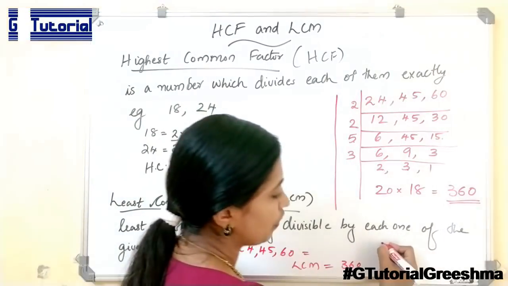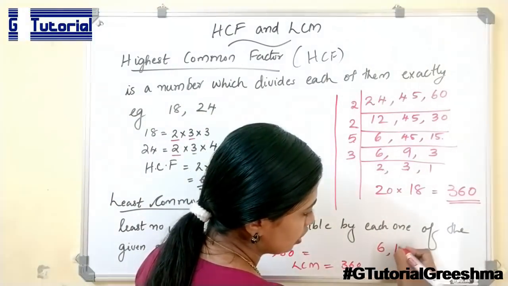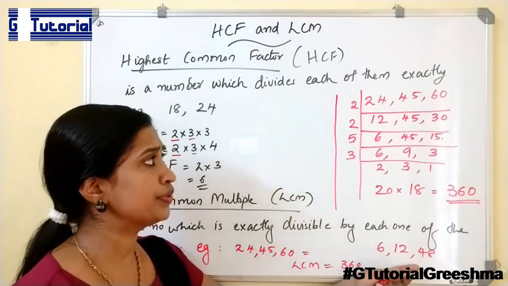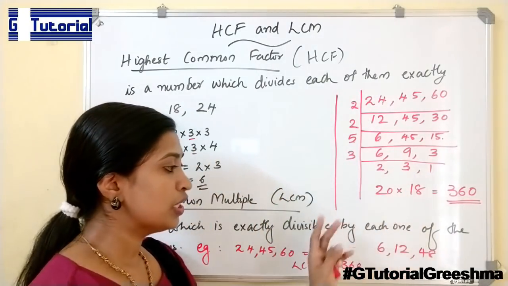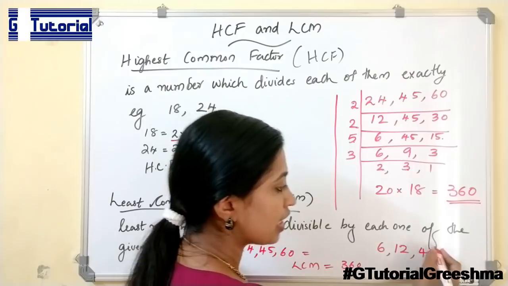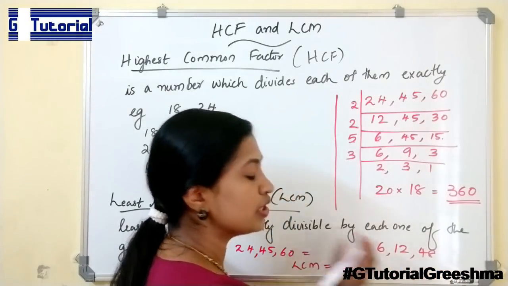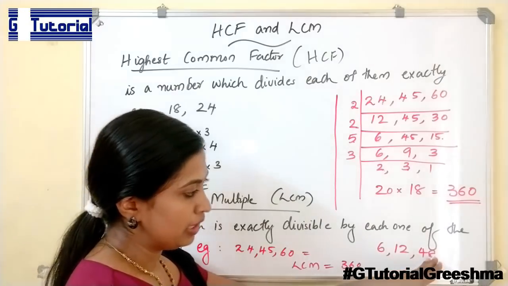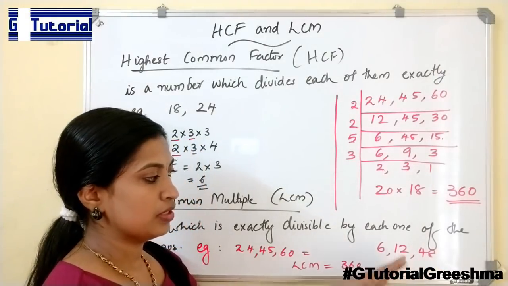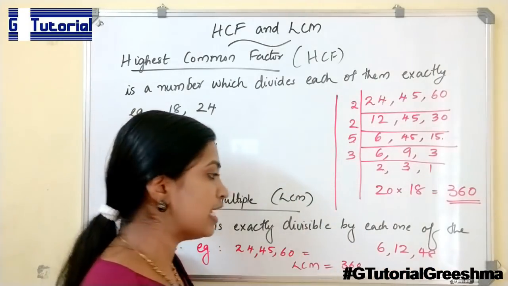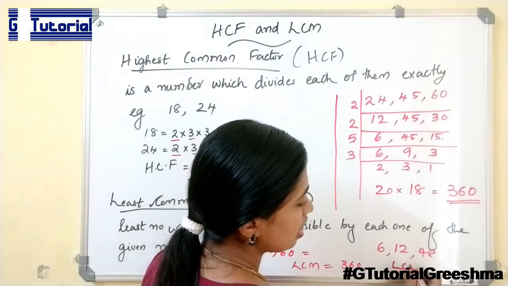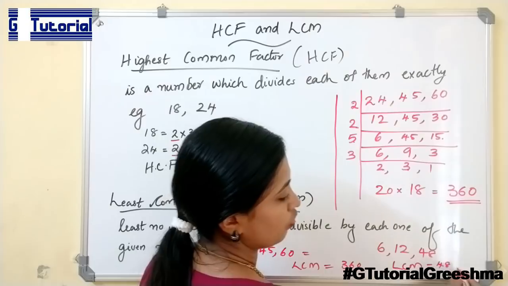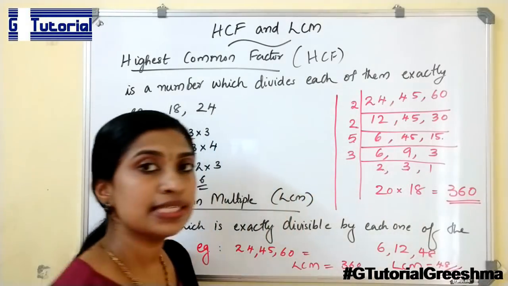Again, if you are asked to find the LCM of 6, 12 and 48, it is not required to do this long process. You just have to check whether the largest number is divisible by the other two numbers. If the largest number is a multiple of the other two numbers, then that largest number itself is the LCM. So here the LCM is 48, since 48 is divisible by 12 and 6. So 48 is the LCM in this case.